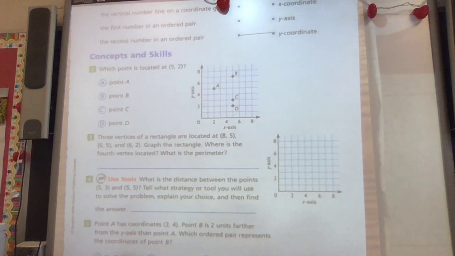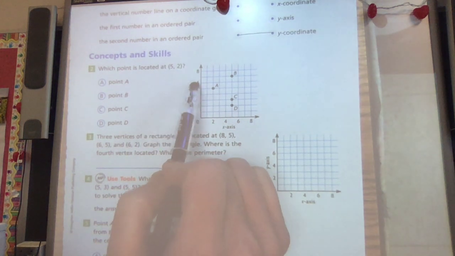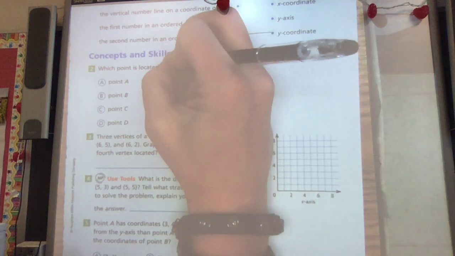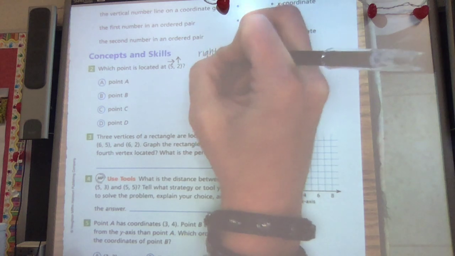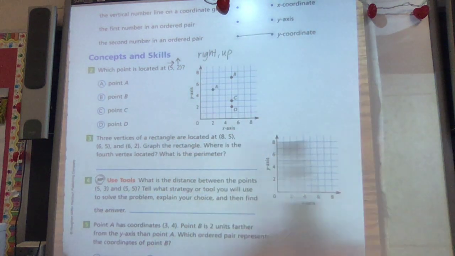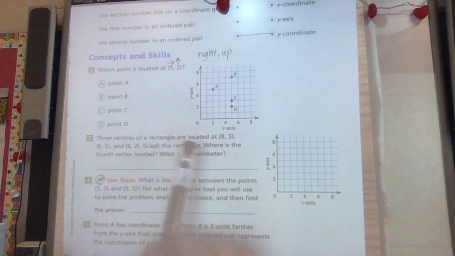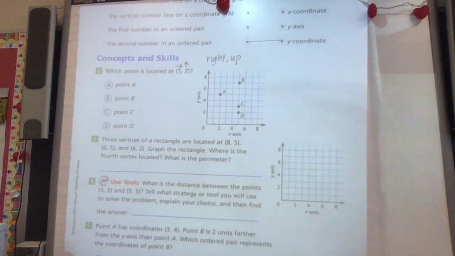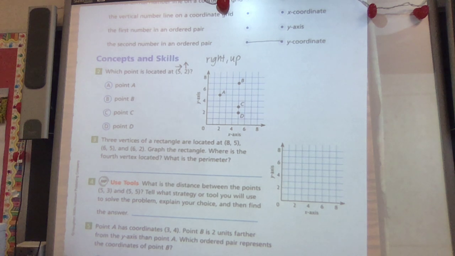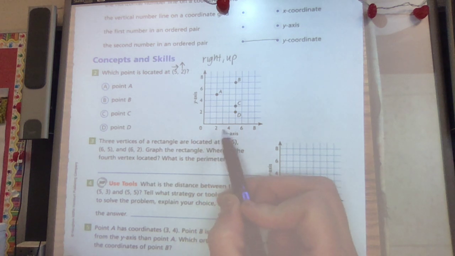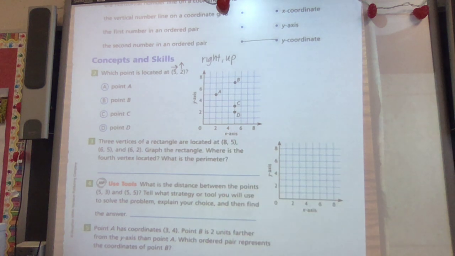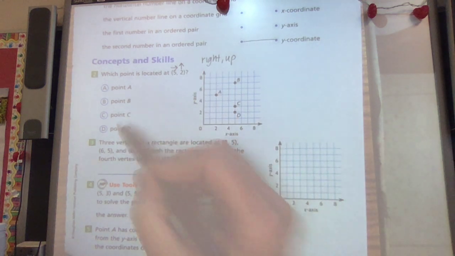All right, let's look at number 2. Which point is located at 5, 2? Remember, we go right, then up. We go right up. So I need you to do that. Go to the right 5, go up 2, and see where you are. Even though this is labeled 2, 4, 6, 8, we know that in between 0 and 2 is 1. 2 and 4 is 3. So don't let that mess you up. So I want you to do that one on your own.